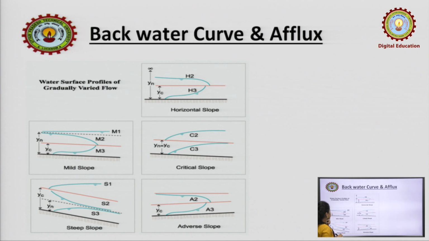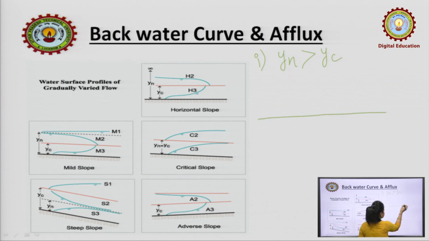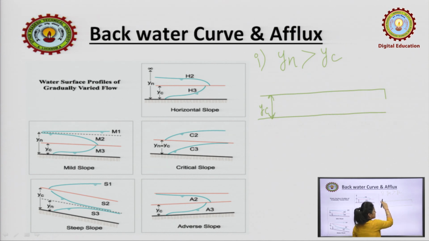You can see this one. What was the condition actually? The condition was if normal depth is greater than critical depth, right. Let us draw the diagram. This is the datum, and for a discharge to be possible, let us suppose this is the critical depth Yc. The line passing through Yc will be the CDL, or critical depth line.